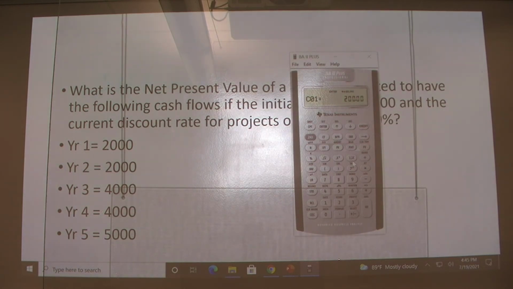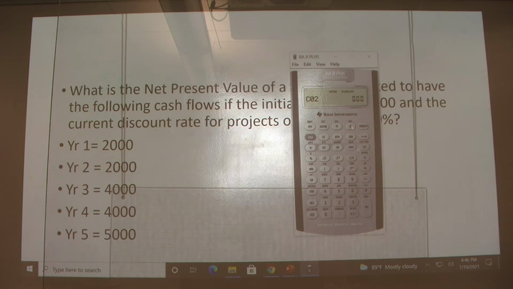Cash flow 1 is 2,000. So again, we should have cleared out. We got to make sure we clear everything out. I had some data saved in there, which is not good. So our cash flow 0 is negative 10,000. That's what it's going to cost us to start the project. Cash flow 1, 2,000. Enter. How many times do we get paid $2,000? Well, we got paid twice. So we have a frequency of 2.